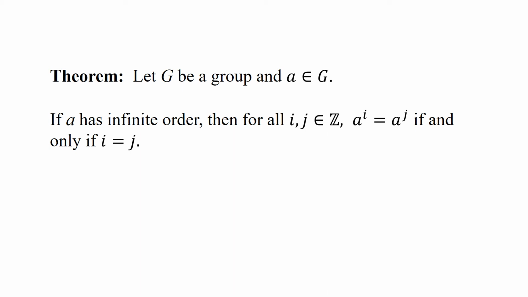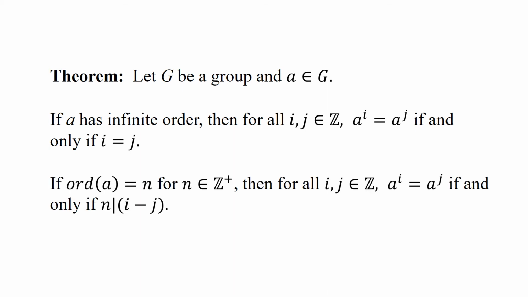By contrast, when I have an element of finite order, it is possible for two powers, a to the i and a to the j, to be equal, even if i and j are not equal. However, in this case, a to the i equals a to the j if and only if the difference of the exponents is a multiple of the order. This is really the most important way in which elements of infinite order differ from elements of finite order. Let's look at the proof.